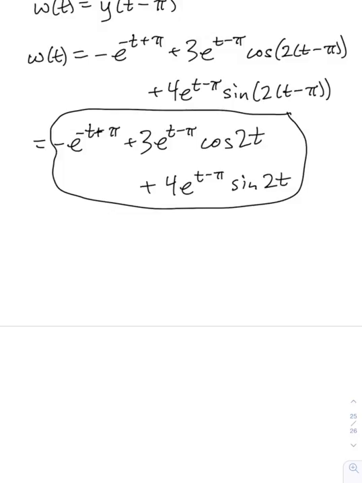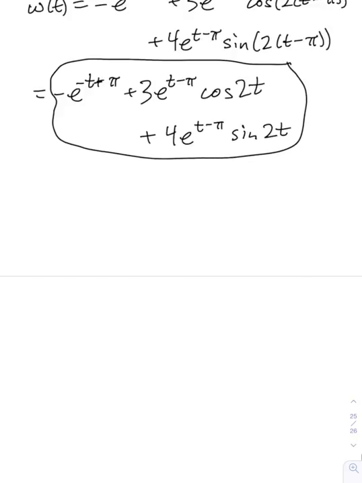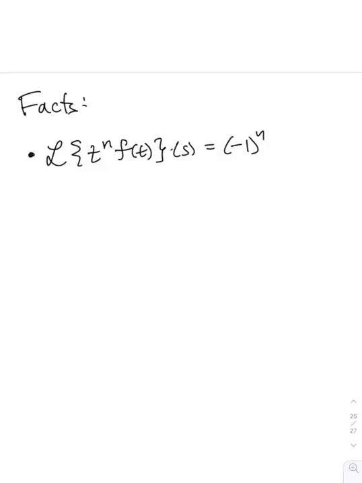Okay, we have one final example for this section. For this example, we're going to need to use two facts. The first one is one that we've seen already. I'm just copying it here. This is from Table 7.2, those properties of Laplace transforms. So this is just a reminder that the Laplace transform of t to the n times f of t is equal to negative 1 to the n times the nth derivative of capital F.